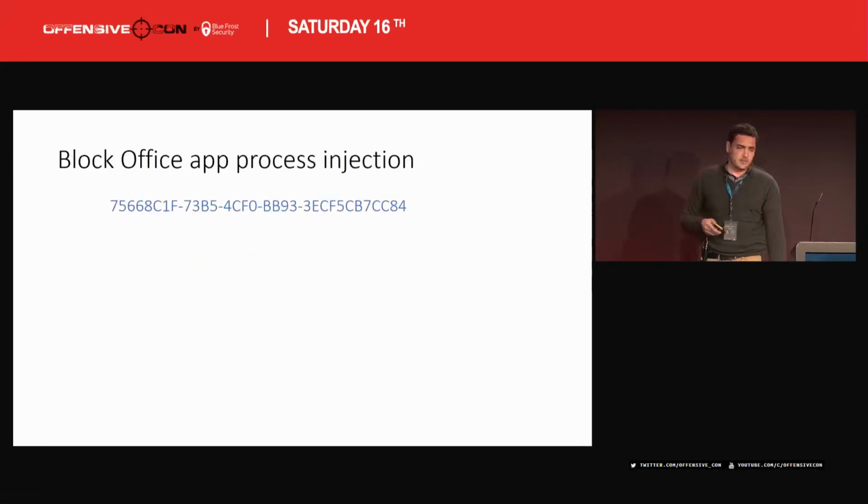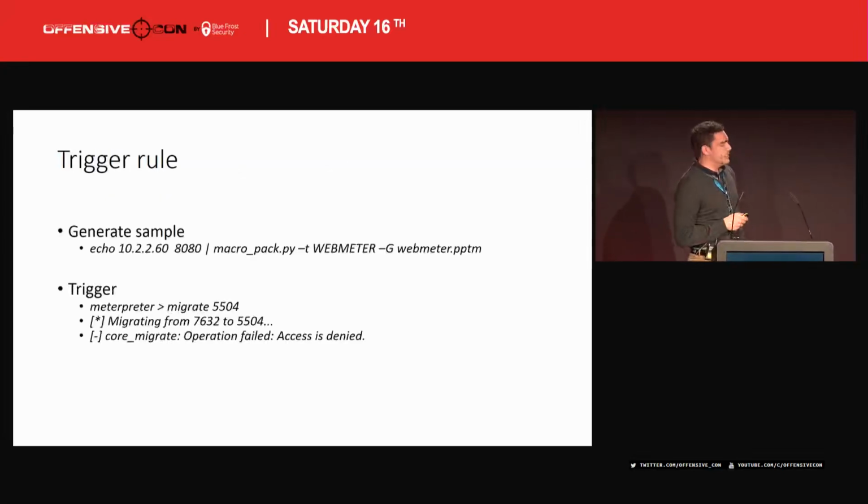Block Office application process injection. So if you want to test this rule, for example, you can try a Meterpreter payload inside a PowerPoint document. This is generated with MacroPack. It generates a reverse HTTPS payload inside the PowerPoint. And when I open the file, I click Enable Macro. It works. Basically, I have the session on the MSF console.